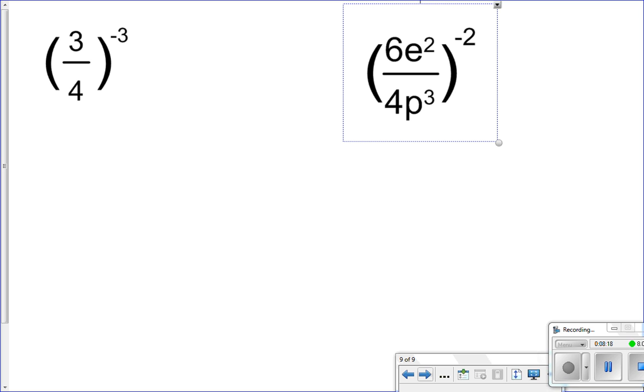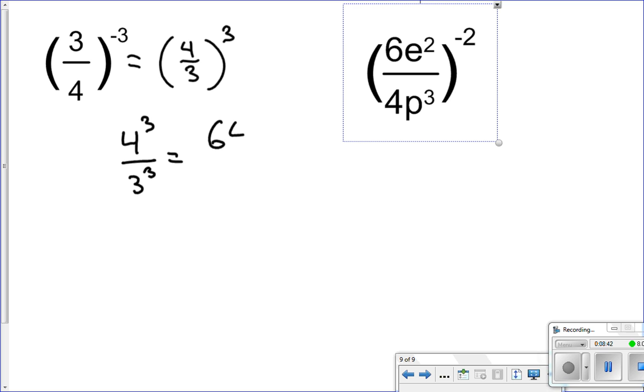All right, try these last two on your own. So I have 3/4 raised to the negative third power. That's the same thing as saying 4/3 to the positive third power, or 4 cubed over 3 cubed. 4 cubed is 64, and 3 cubed is 27. So you can leave it as 64 over 27, or you can make it into a mixed number.